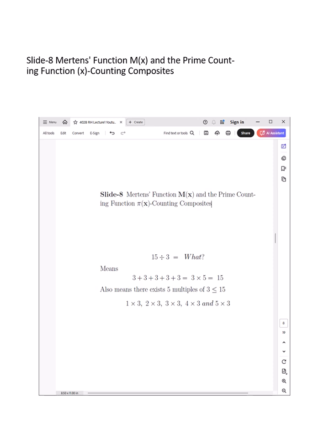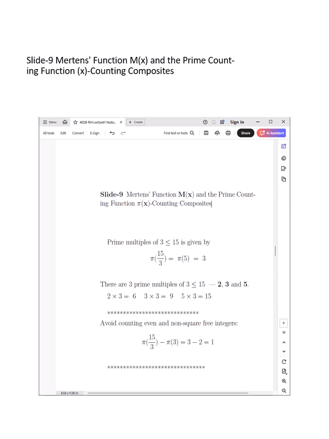The problem we face next is how to find which of these multiples are square-free and odd. To solve this problem, the insight I had, or that was given to me, was to use the prime counting function pi of x a second time. So, if we take pi of 15 divided by 3, we get pi of 5, which equals 3. So, there are 3 prime multiples of 3 less than or equal to 15. They are the primes 2, 3, and 5.